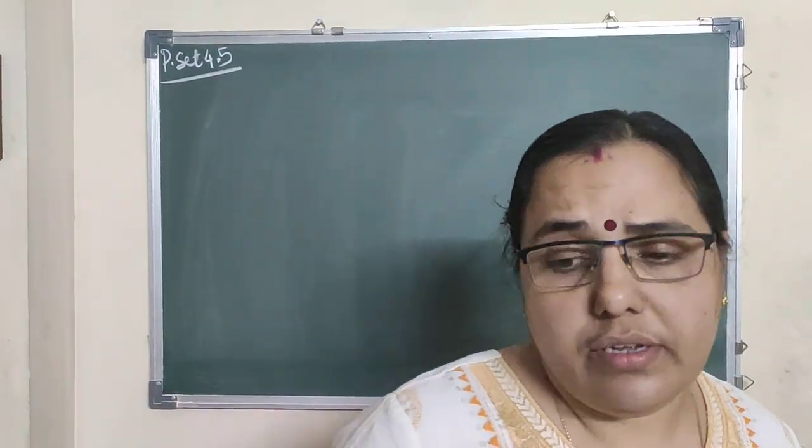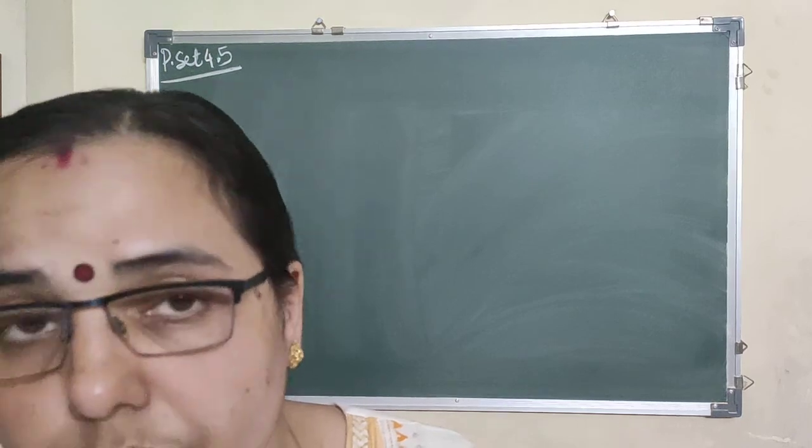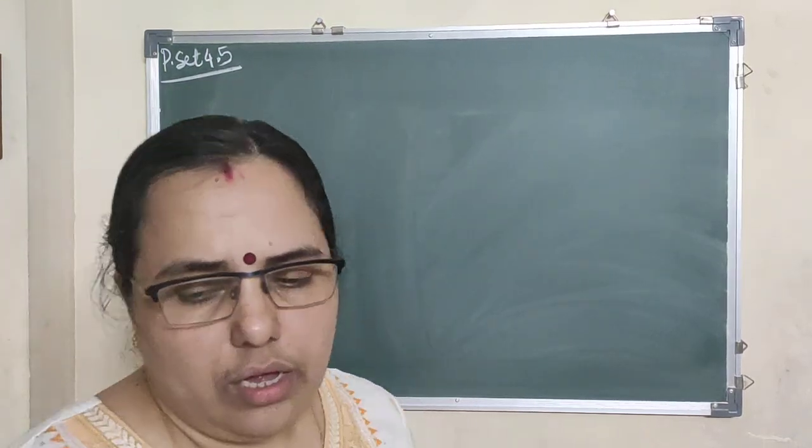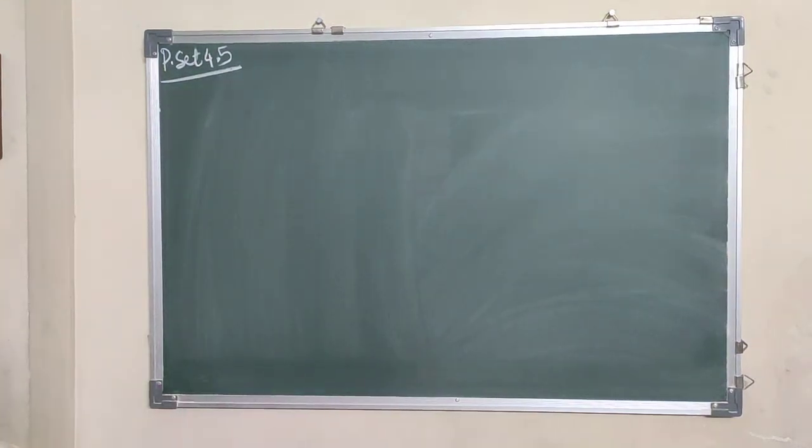So we start with the sums from practice set 4.5. Let us start with the second sum. Okay, we'll do the second sum first and then go for the first sum.